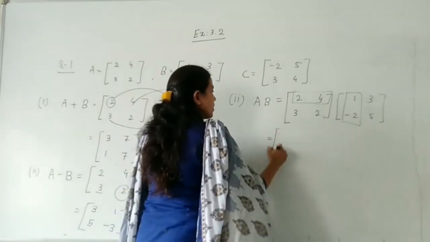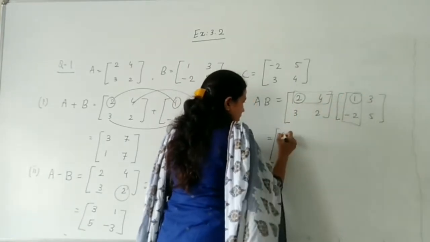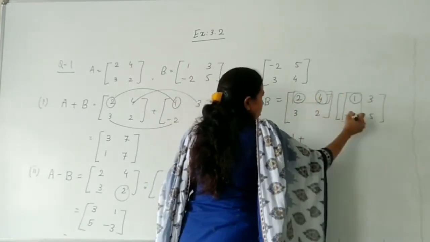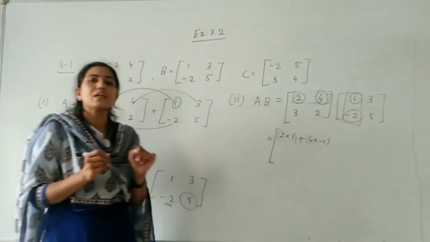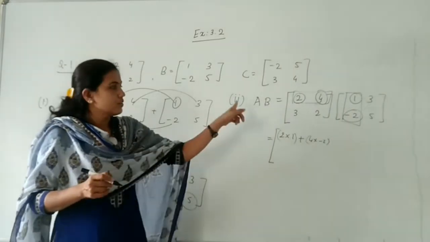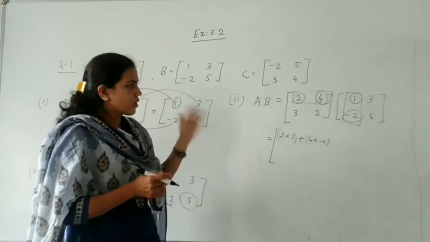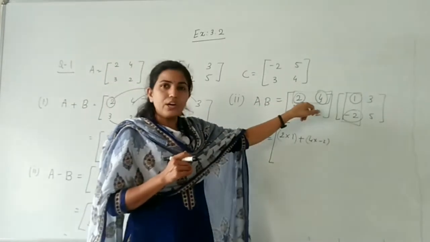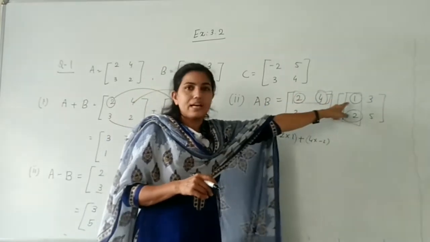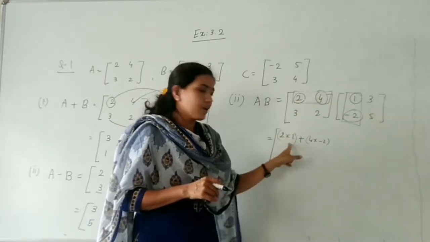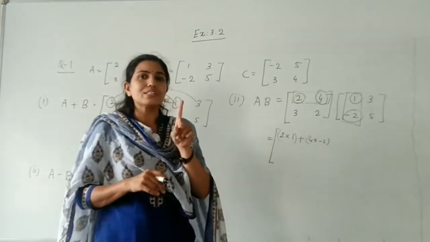So here I am giving you one step at a time. I am not writing directly. First 2 into 1, plus 4 into minus 2. So this gives us the first element, C11. You know that A and B multiplied give us a matrix C, but forget about the C. When we multiply first row and first column, we get 2 into 1 plus 4 into minus 2. So this will give us the first element.